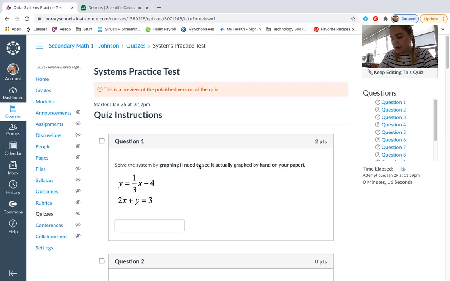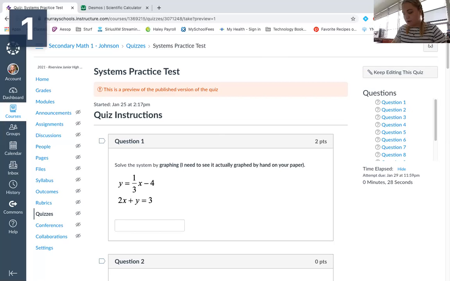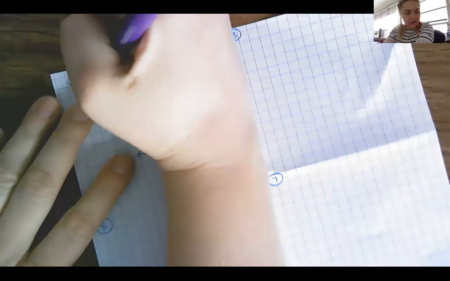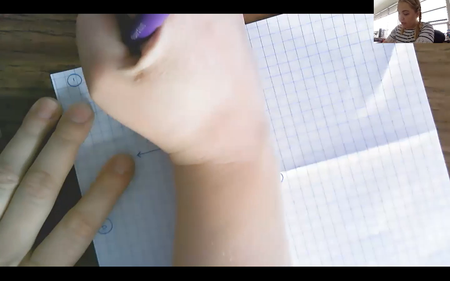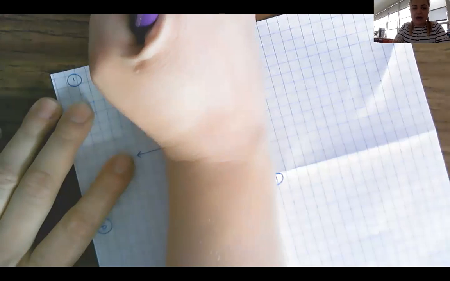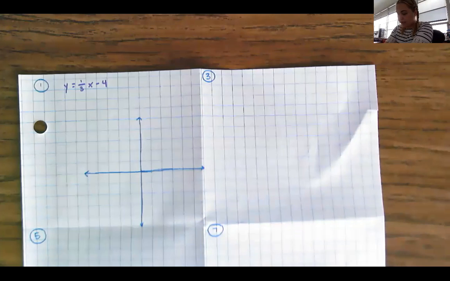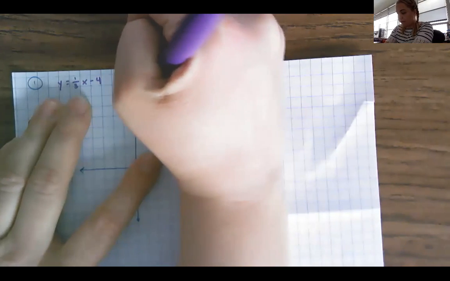So I need to see on your paper where you graph the system by hand. So I'll remind you what it would look like when graphed by hand. I'm going to share my graph paper with you. So our system there was y equals 1/3 x minus 4. You'll notice I wrote this on the left side because the other equation was 2x plus y equals 3.